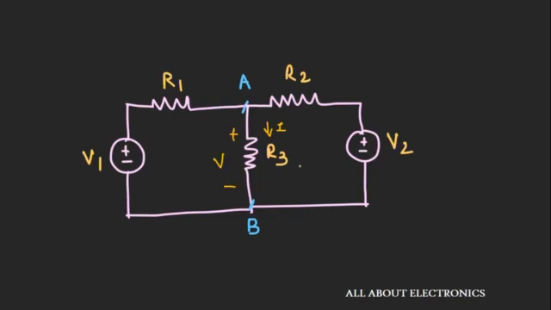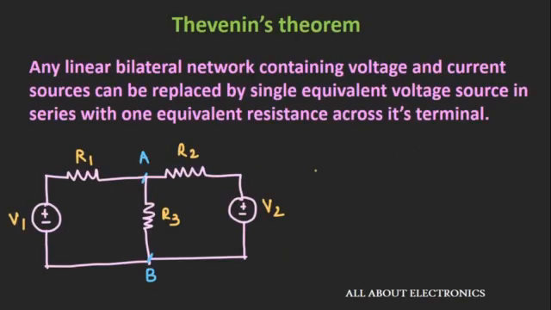So let us see this Thevenin's theorem. Using Thevenin's theorem, any linear bilateral network containing voltage or current sources can be replaced by an equivalent voltage source in series with an equivalent resistance. Here the voltage and current sources could be dependent or independent sources, and it doesn't matter how complex the network is, you can apply Thevenin's theorem.